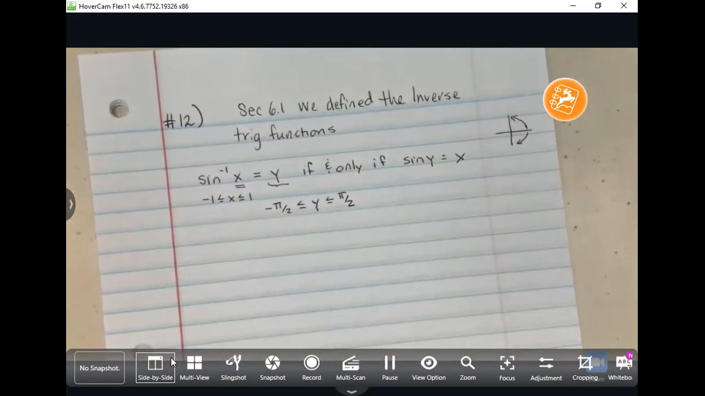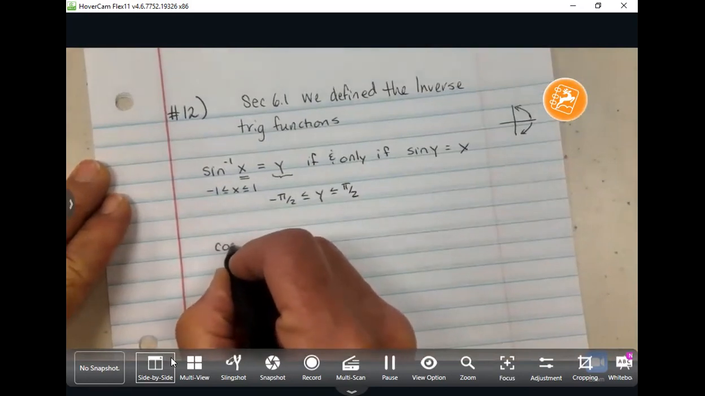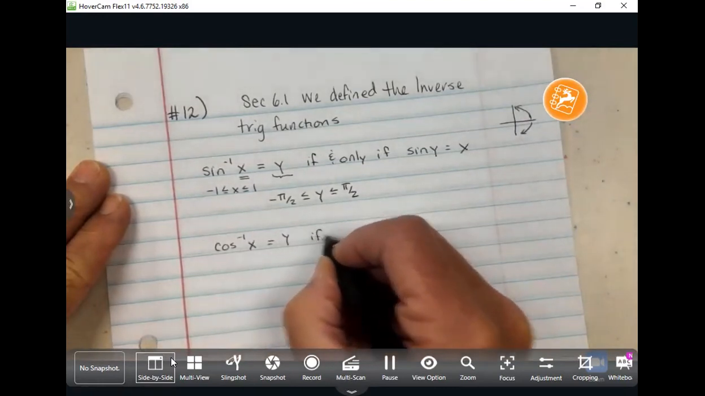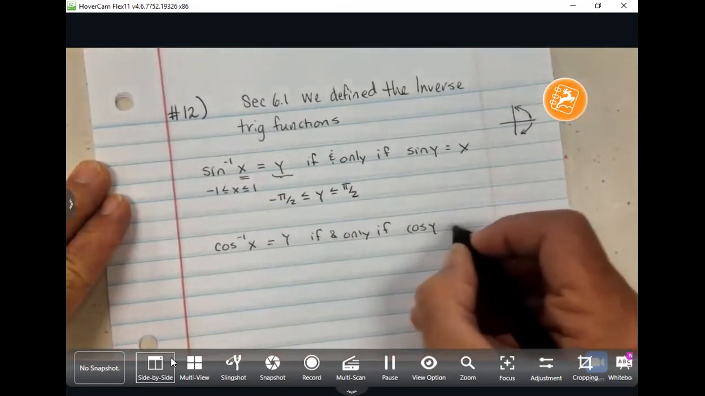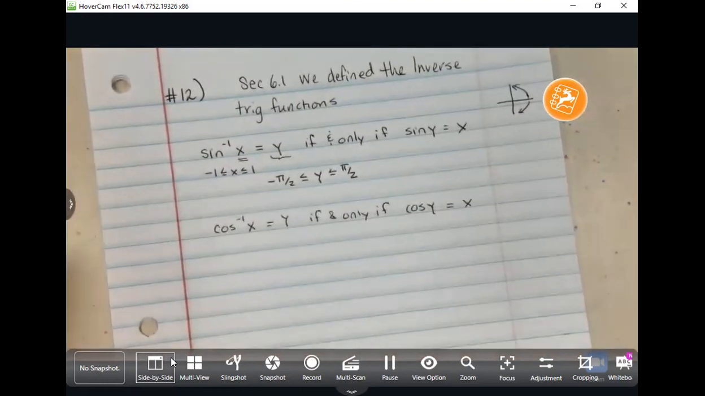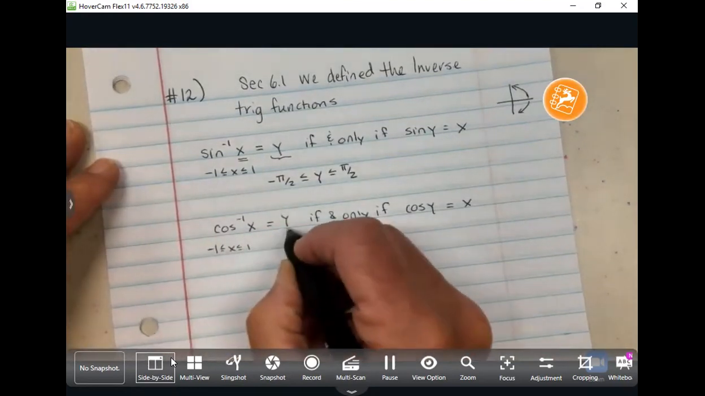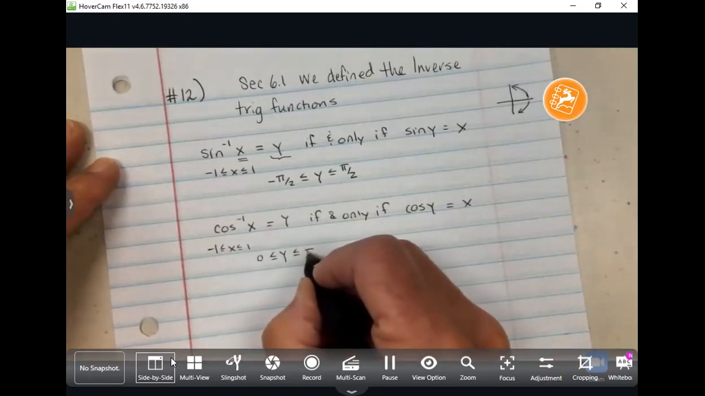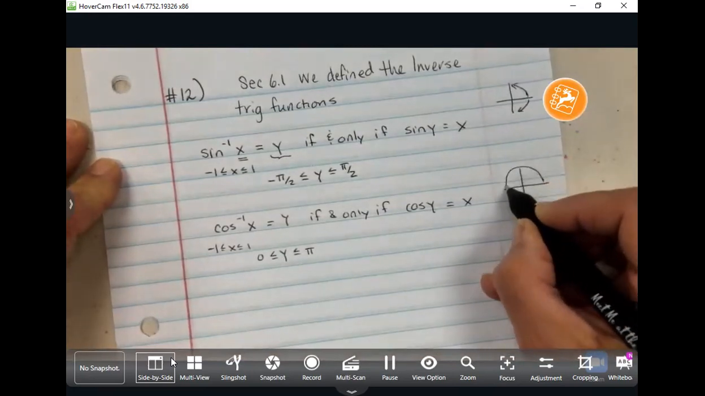We define the inverse cosine the same way. The inverse cosine of a number x is an angle y if and only if the cosine of that angle y gives you back x. Still, those x's are between 1 and -1. But this time the y's are between 0 and pi. So the inverse cosine is looking for an angle that lives up here.